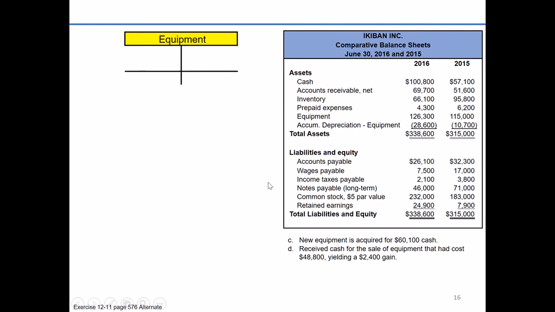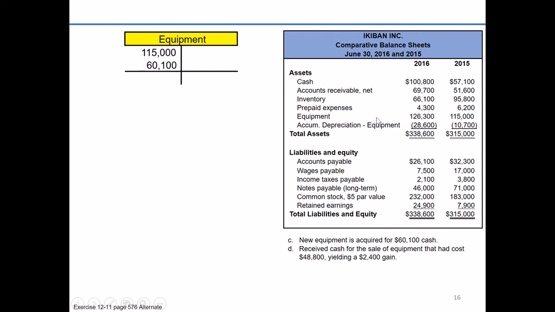So I'm going to look at and dissect my equipment account first, and then my accumulated depreciation account in order to finally work towards the amount of cash that was received related to this equipment that was sold at a gain. So if I put our equipment account in a T account, keep in mind the beginning balance was $115,000, so I'll show it on the left-hand side as a debit. Also, I know according to C that we acquired equipment for the cost of $60,100. That would have been a debit to the equipment account, correct?